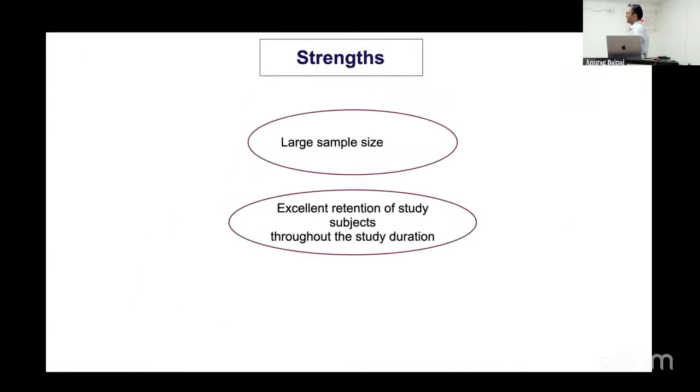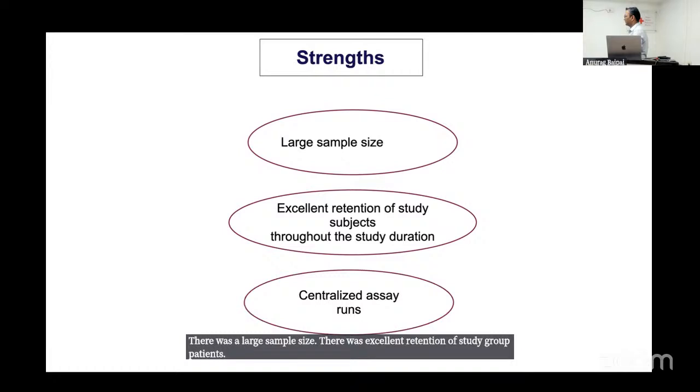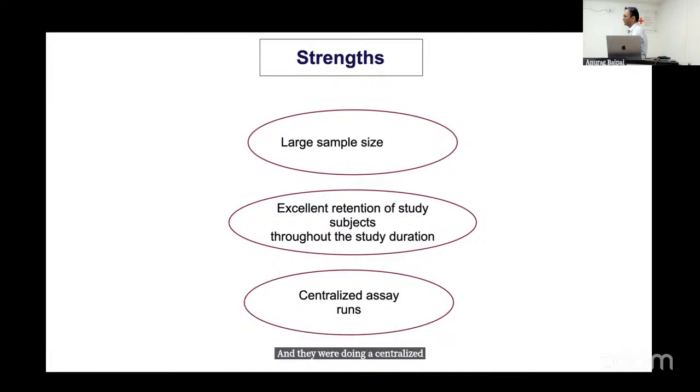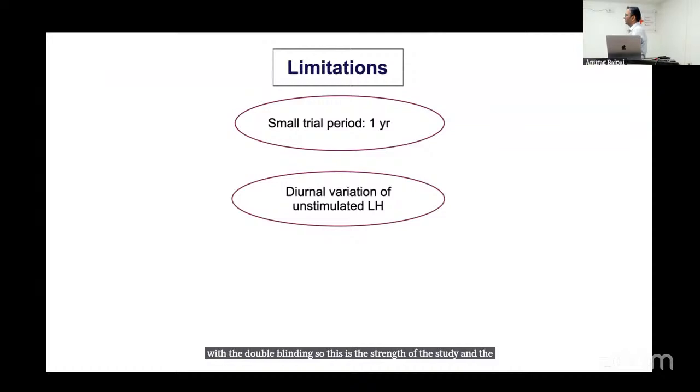There was a large sample size. There was excellent retention of study group patients, and they were doing a centralized assay run. And also the bone age was read randomly with double blinding. So these are the strengths of the study, and the limitation is that there was a small trial period. It was only 1 year, and also the patient age group was only 4 to 7 years. That is also one of the limitations.